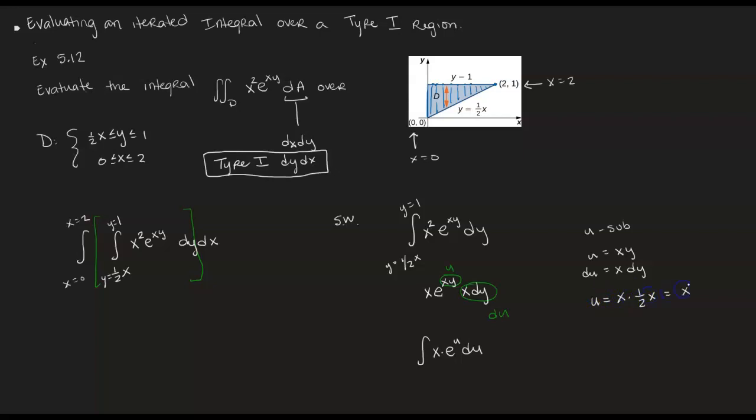That would turn out to be x squared over 2, so we'll plug in the bottom bound for u as x squared over 2. And then what would have happened if y were equal to 1? Well, then u would be x. So our top bound for u is x. Now we're ready to integrate this.